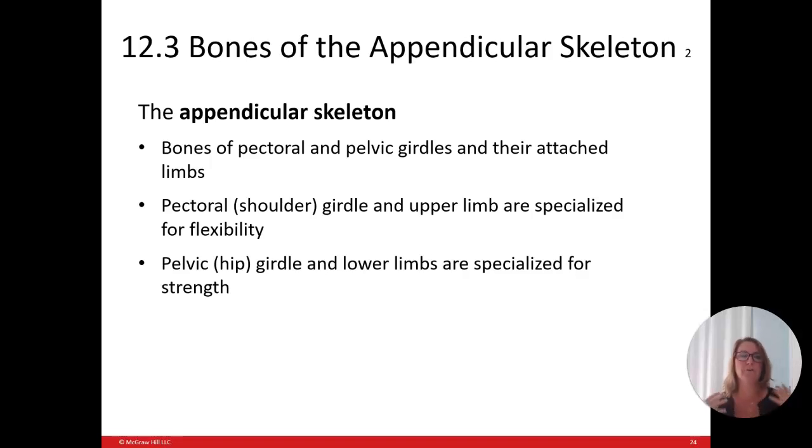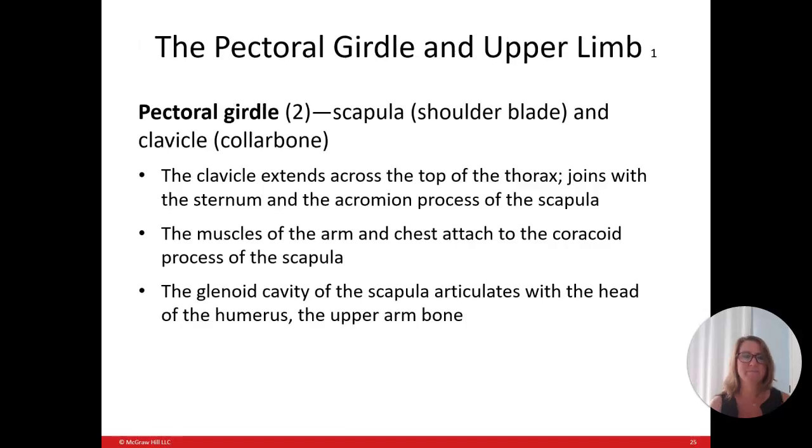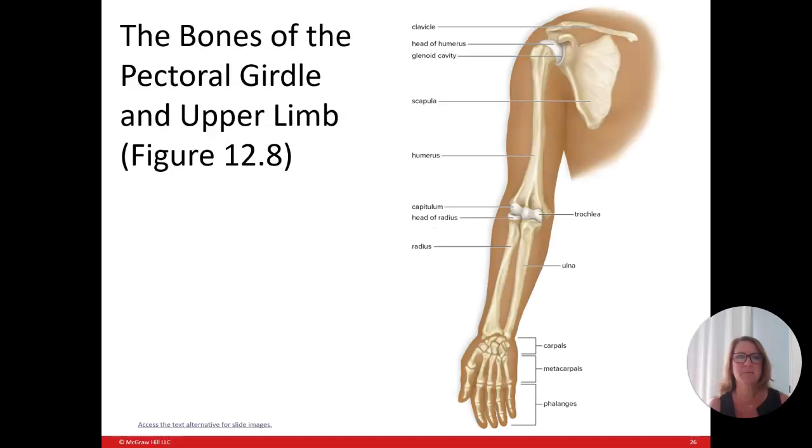We know that each of these girdles is specialized for the purposes of these appendages. So the pectoral or the shoulder girdle and upper limbs are specialized for flexibility. And I'm going to say it, lots and lots and lots of fine movement. And then the pelvic girdle and lower limbs are specialized for strength. Okay, so pectoral girdle. This is the girdle of your shoulders. Okay, clavicles are collarbones, so they sit here, our upper chest, and then our, of course, shoulder blades on the back. And again, just find these on yourself and name them. There's some other information there if you want it, but let's move on.